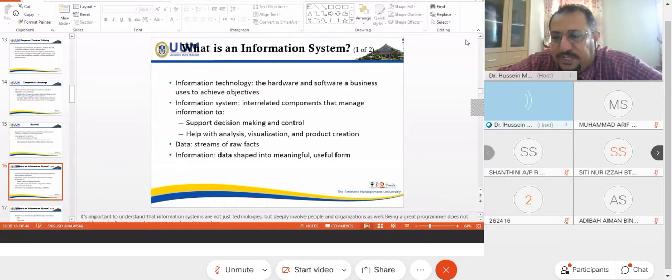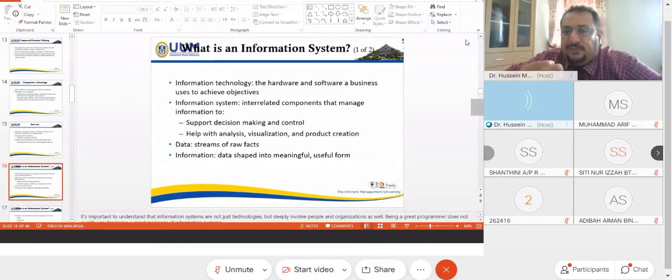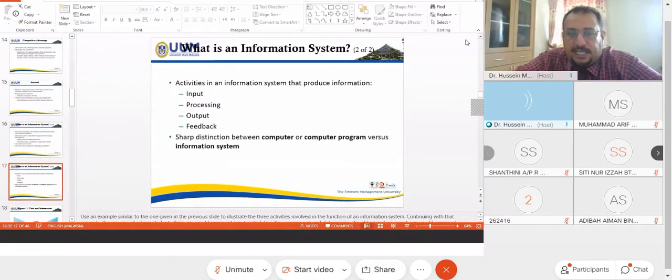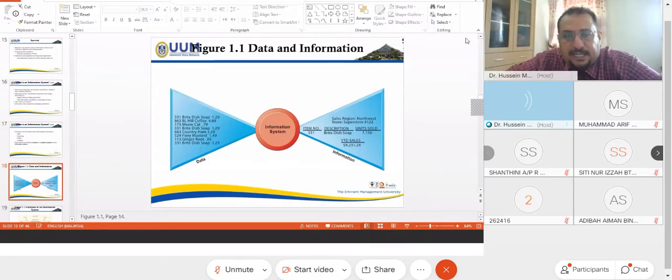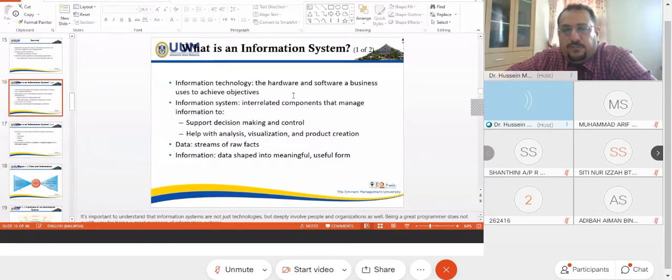What is the difference between data and information? Data is a pure thing or raw facts. Information is the second stage. This is data. You see here, we have data here. But when we manage them well, arrange them well, we have information. We understand what it means in a good way. Okay? So information is data shaped into meaningful and useful forms.